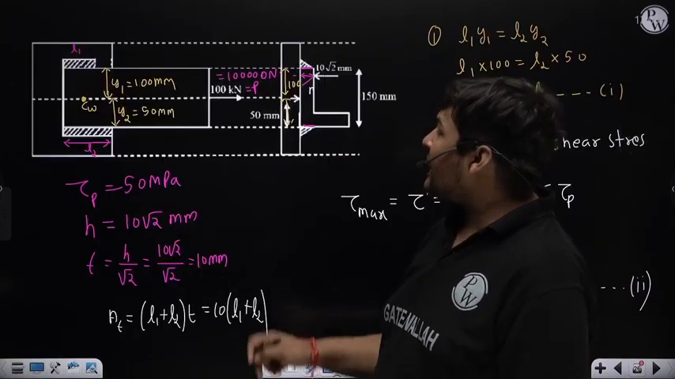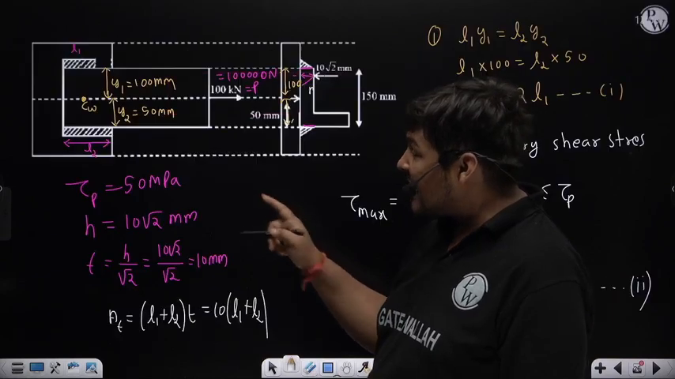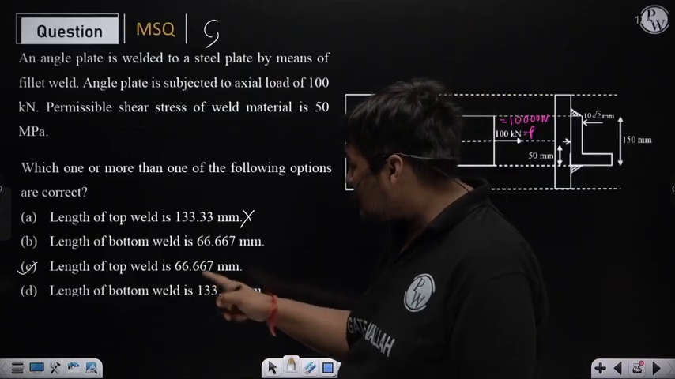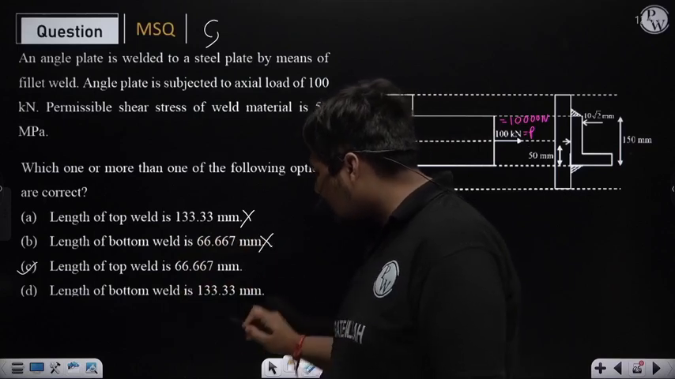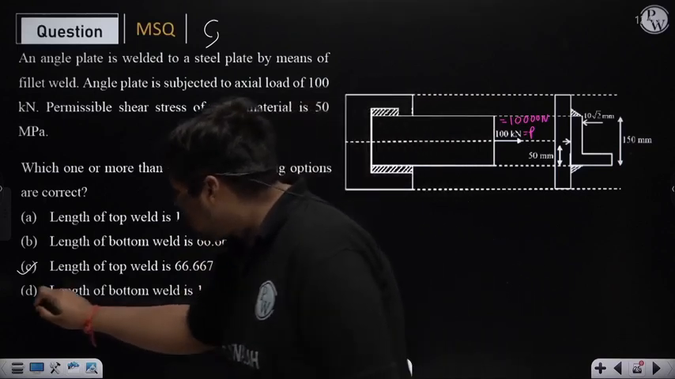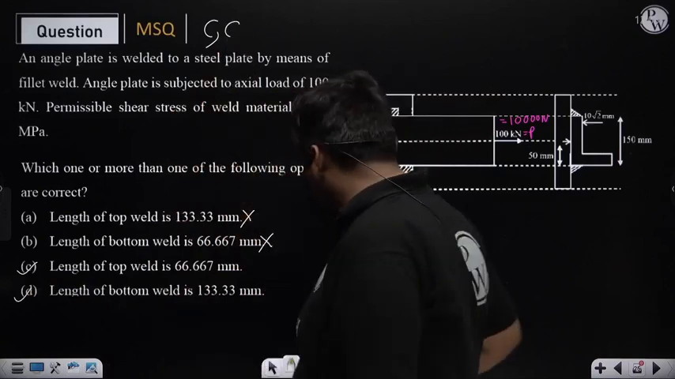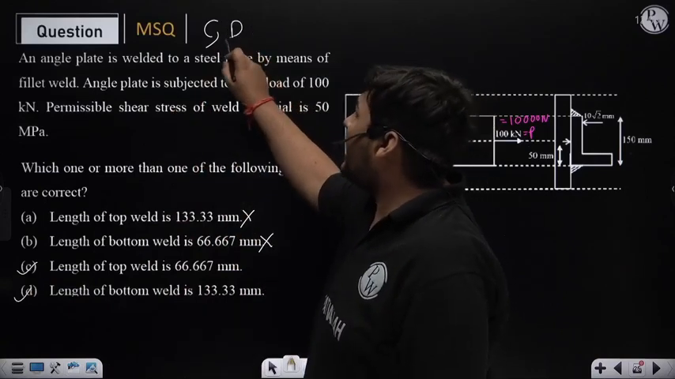Now the second one, the examiner is asking about the length of the bottom weld, which is L2, and length of bottom weld is 133.334 mm. So for the bottom weld, this option is incorrect. D is correct. Length of bottom weld is 133.334 mm. So for this question, option C and option D are correct.